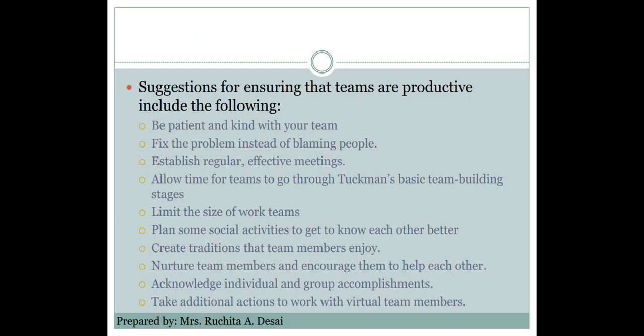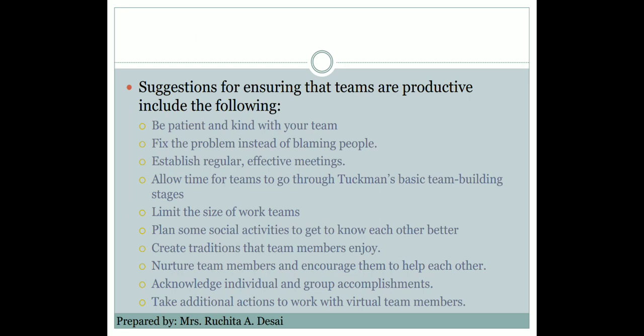Next, plan some social activities that help the project team members get to know each other better. Plan activities so that each member in a team can understand each other. Make the social events fun, but they should not be mandatory. Then stress team identity, which means create traditions that team members enjoy. Nurture team members and encourage them to help each other.